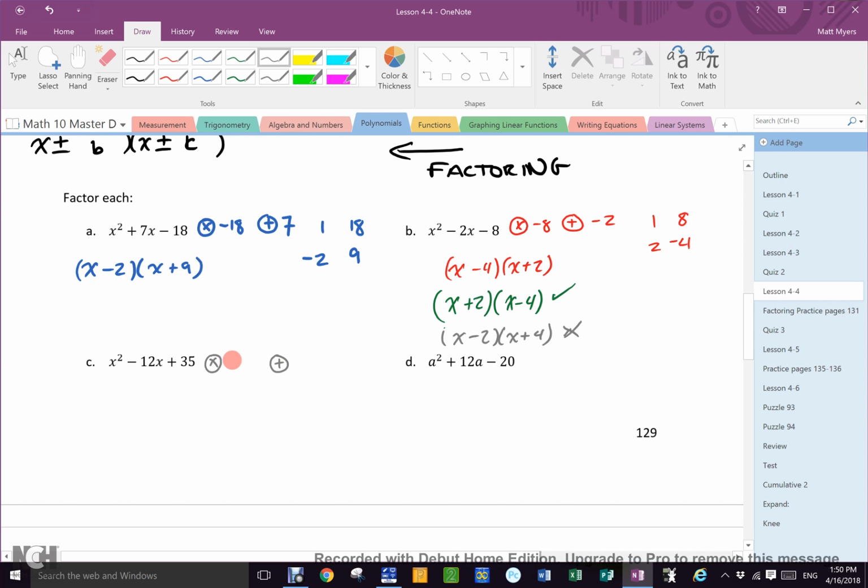All right, what did we need to multiply to? 35. And what do we need to add to? Negative 12. Is it 1 and 35? No. Is it 5 and 7? Yes. But they need to be both negative. X minus 5, x minus 7. And then we check. Negative 5, negative 7, negative 12. Perfect. Negative 5, negative 7, positive 35. Perfect. We got it right. Everybody's awesome, right? Great. Now, what's happening in D?